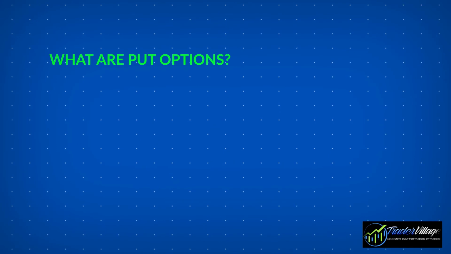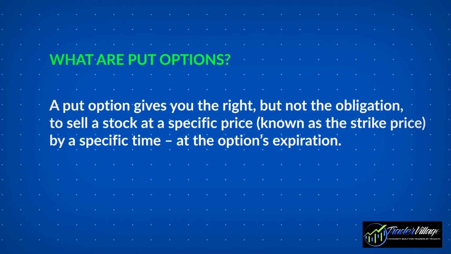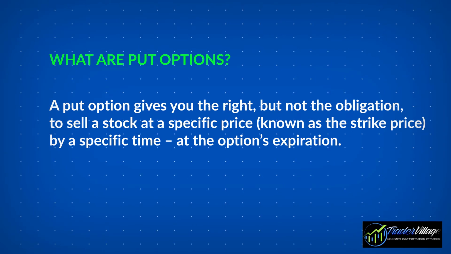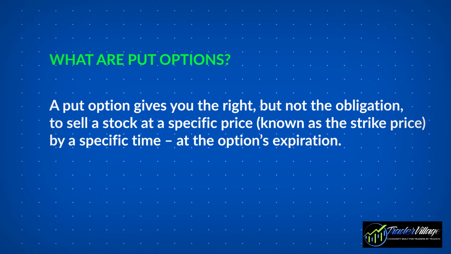What are put options? A put option gives you the right, but not the obligation, to sell a stock at a specific price, known as the strike price, by a specific time at the option's expiration. The more the market value decreases, the more profit you make.